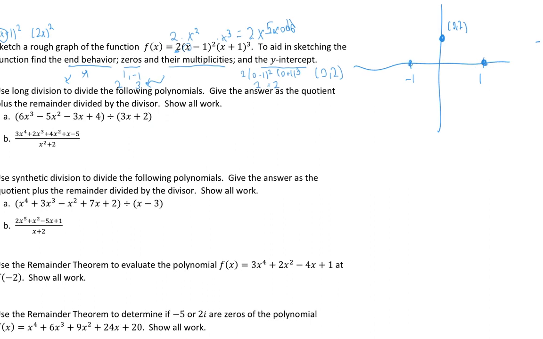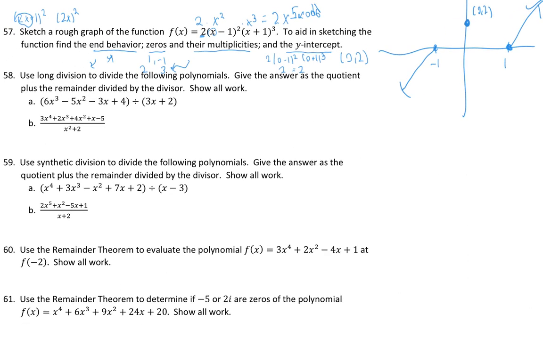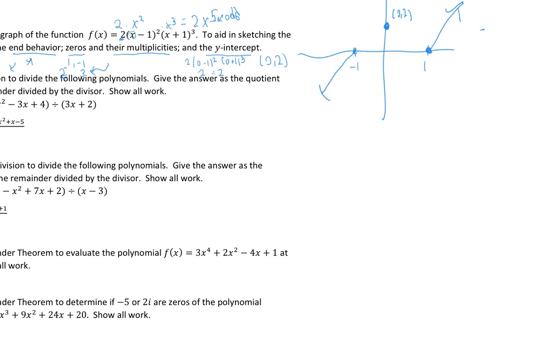Now I'm going to use my end behavior, so I know to the left it's going to go down, to the right it's going to go up. But the question is, how does this part look? Well, we can get a good idea just based on how the graph looks, because we have to go up to reach that point. But use our multiplicities, right? Our zero of 1 has a multiplicity of 2. So again, for multiplicities, if you have an even, then you bounce. If you have an odd, then you cross.